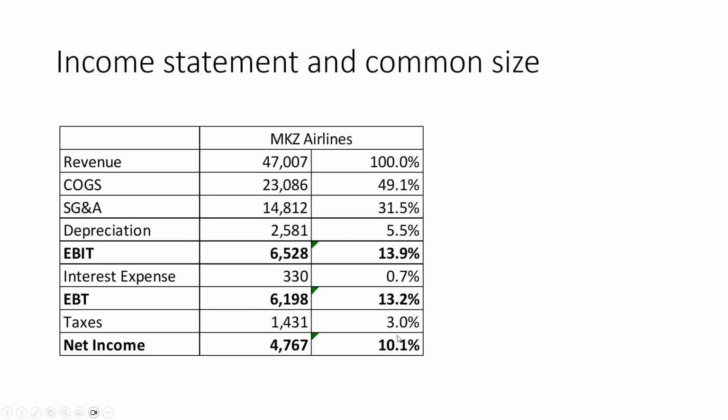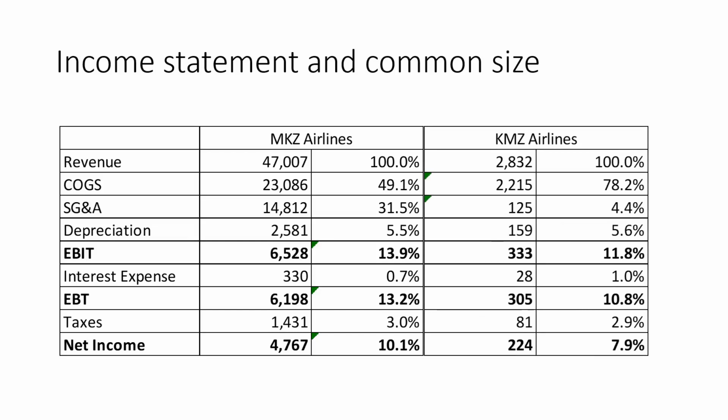And now we can see that 10% of revenues made by MKZ Airlines are actually profits. KMZ, on the other hand, is much smaller, as we remember, and therefore has much smaller profits. But it's not very far behind MKZ. It's about 8% of total revenues. So clearly, cost of goods sold is much higher for KMZ, 78% as compared to 49%. But KMZ makes up for it by not using too much of selling, general and administrative expenses. So that's how important the ratios are that we learn from common size income statement.